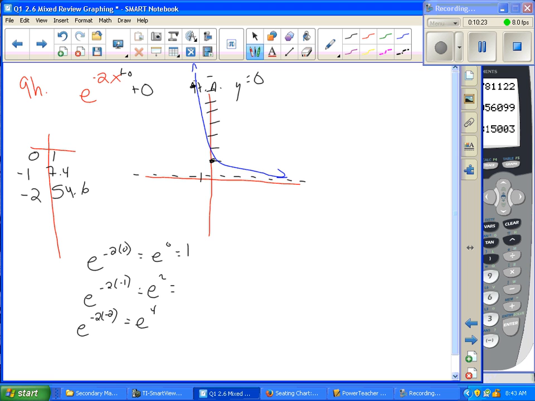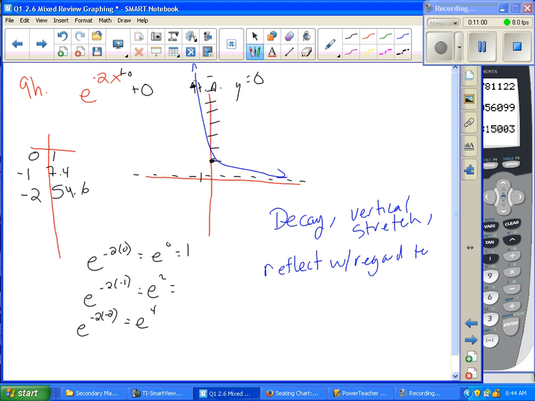And then filling out the part that says, what effect did the composition have? Comparing this with the graph of A, what changed? Okay, so we could say this is now a decay graph. It still had a vertical stretch. And then it had, what was the other one that we said? Reflection, thank you. Only this time it's a reflection about the y-axis instead of the x. Reflect with regard to y-axis.